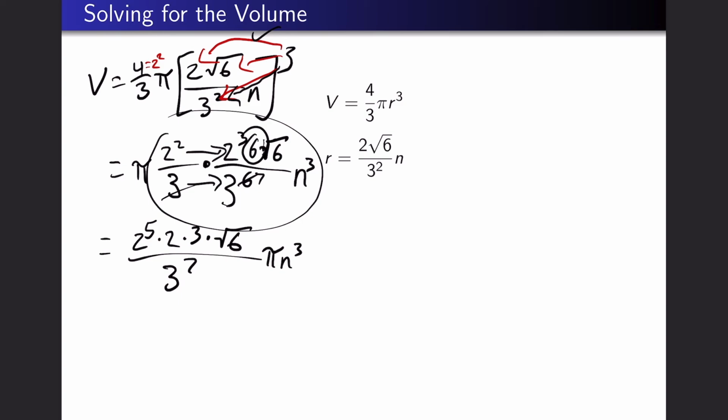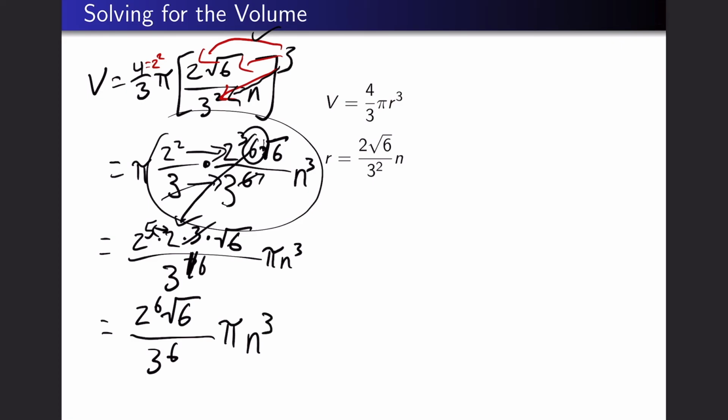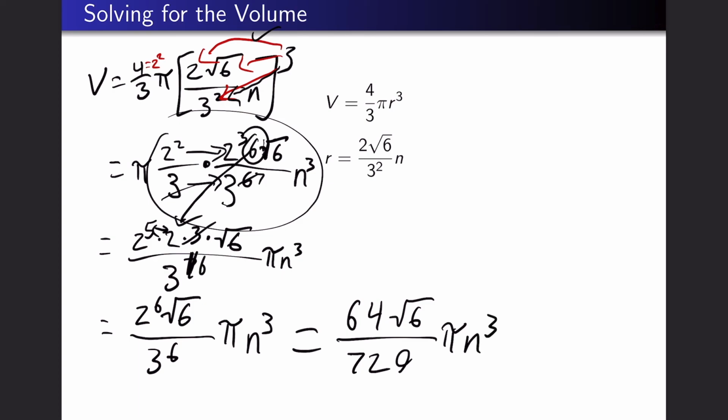Now the reason I split up this 6 into 2 and 3, is so this 2 combines with this 2 here, and this 3 cancels out one of the 3's here. So now this is 3 to the 6. Let's clean this up a little. This is 2 to the 6 root 6 over 3 to the 6. All of this is times pi n cubed. Now you could leave it in this form, but I'm just going to multiply out the math, make it pretty. This is now going to be 64 root 6 over 729 pi n cubed. All right, so this is our final value.